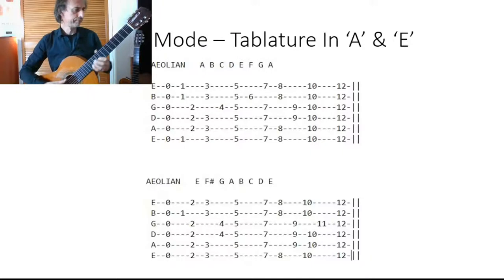0, 1, 3, 5, 7, 8, 10, 12. There's our F sharp on fret 7. And on the G string, 0, 2, 4, 5, 7, 9, 11. There's our F sharp, 12.